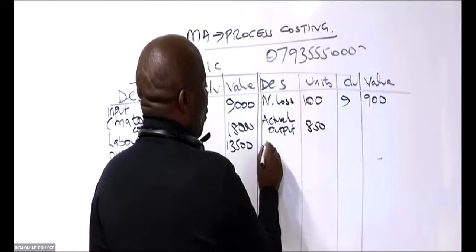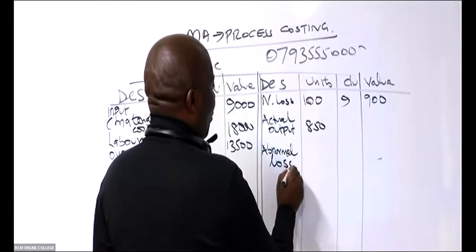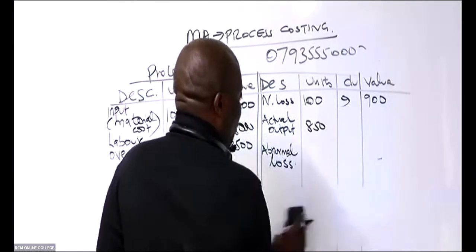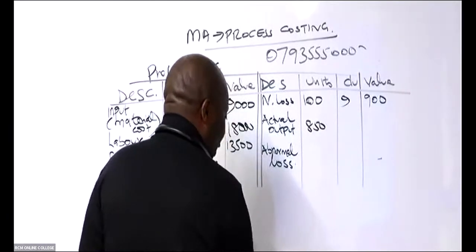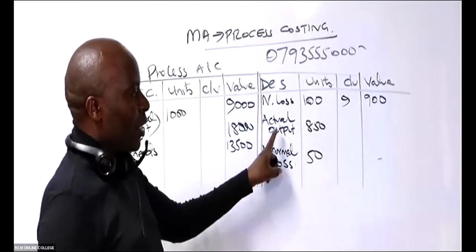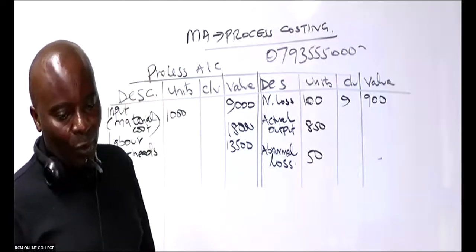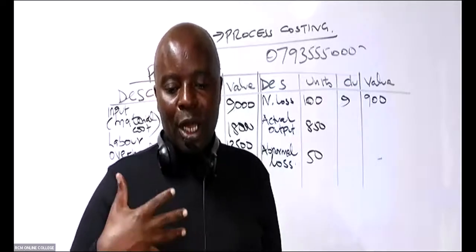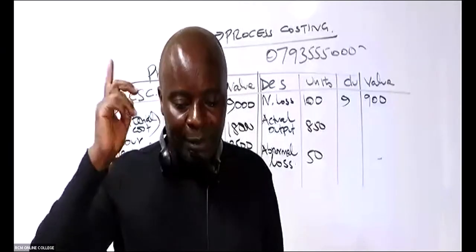And then we have what we are calling abnormal loss. The abnormal loss was 50. Please tell me something about valuation of the abnormal loss units. Is there anything you're able to remember about how we value abnormal loss?